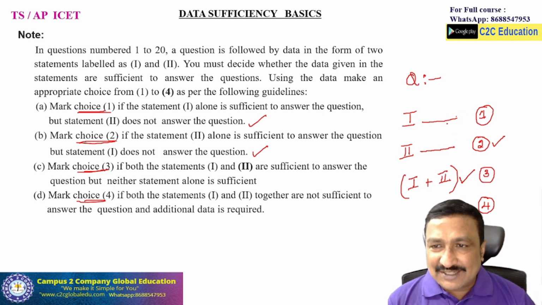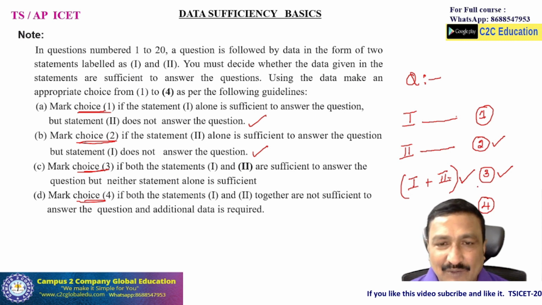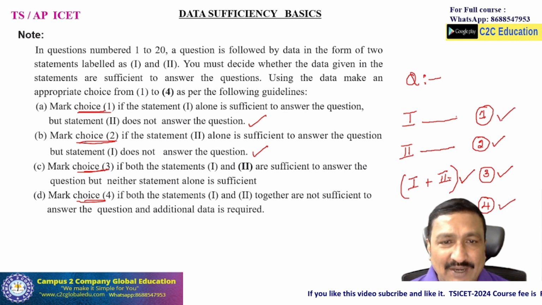Suppose sometimes the first statement is not sufficient and the second statement is also not sufficient, then we have to combine the first statement and second statement together. When you combine them and find the answer, then the answer is the third option. Even when you combine the first and second statements, if you are not able to find the answer, then you have to look at the fourth option. Is it clear, all the friends?